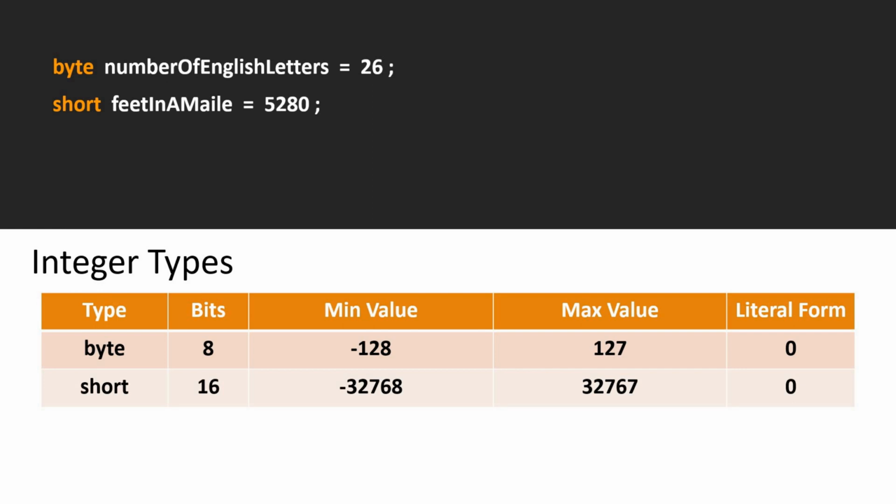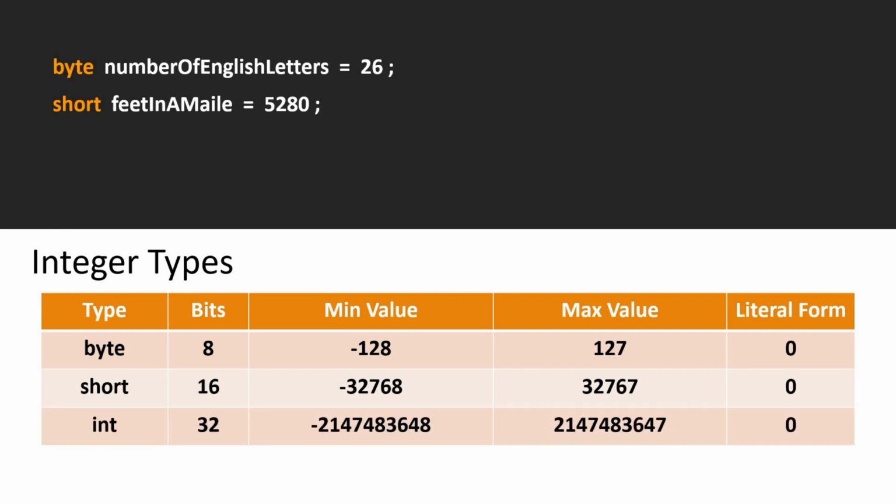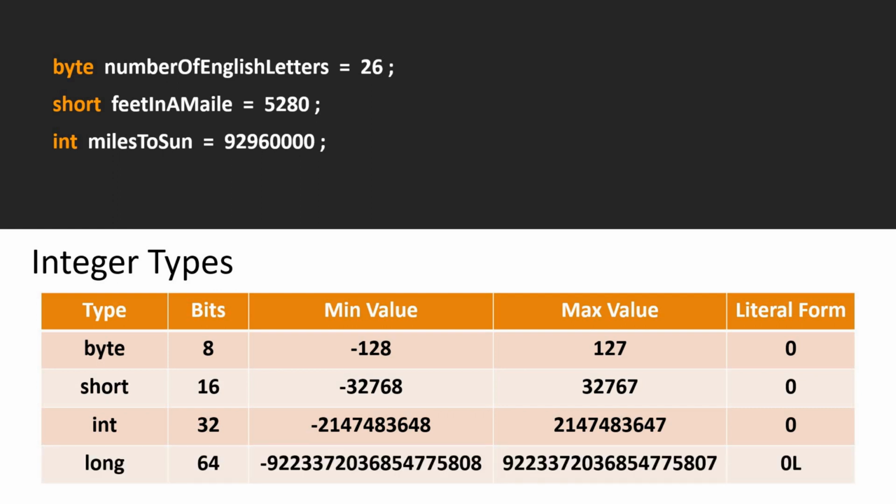Then we have the int type. Now int is probably the most commonly used integer data type. Its size is 32 bits, and it can store between -2 billion and +2 billion. So I have a variable here, miles the sun, its type is int, and I assign it an initial value of 92,960,000. And then we have our largest integer type, which is a long, and that's a 64-bit integer.